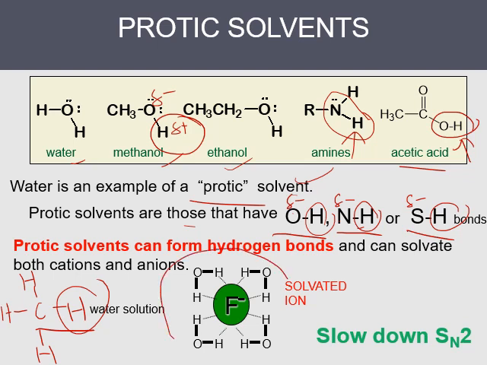So in this example, water, you have a proton pointing towards the negatively charged fluoride, stabilizing fluoride. And when fluoride is stabilized, it will not react, all right? So that will slow down SN2 reaction, because SN2 reaction requires the nucleophile to attack the carbon of the alkyl halide substrate, okay? So if the nucleophile is stabilized, then it will slow down the SN2 reaction.